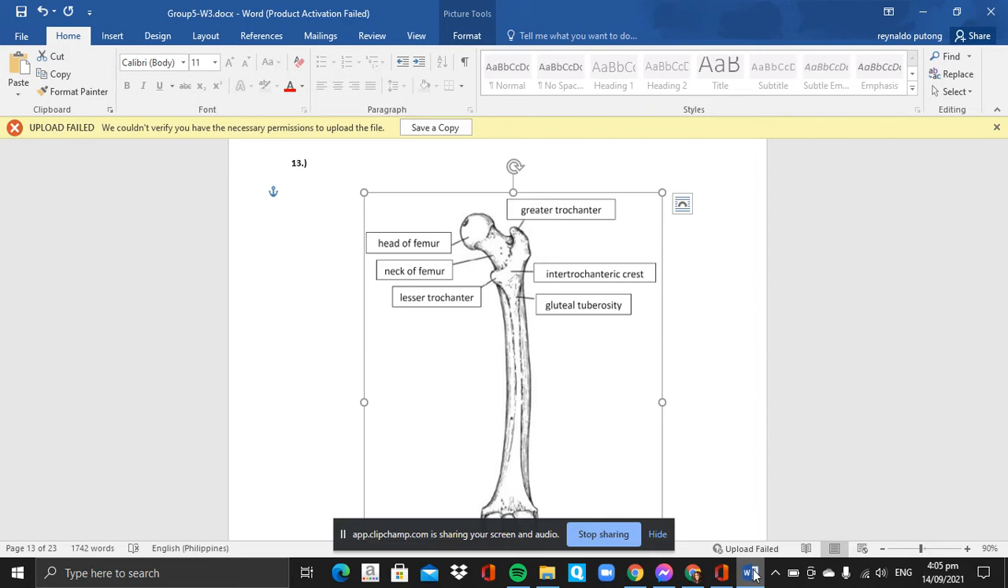Next is the neck of femur. It is located at the upper portion of our femur, just below the ball part or the femoral head. It also allows for an increased range of movement at the hip joint.